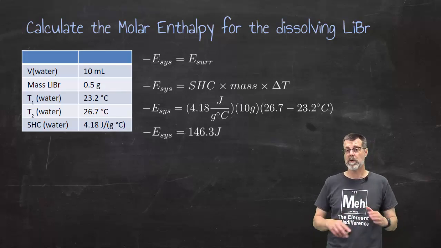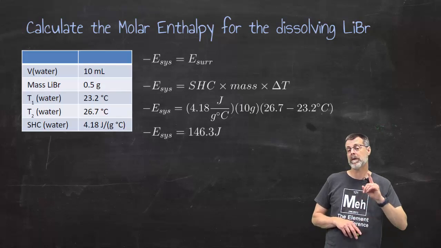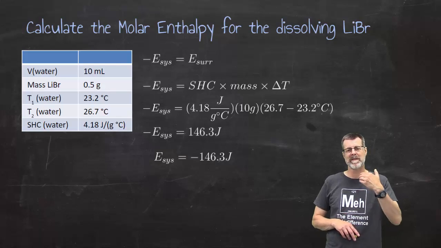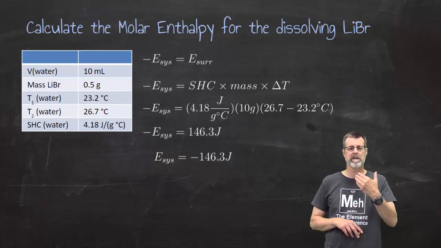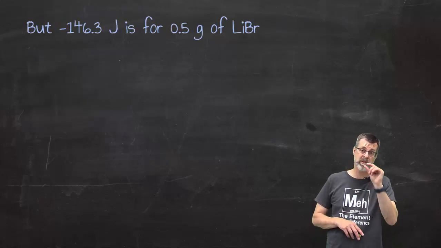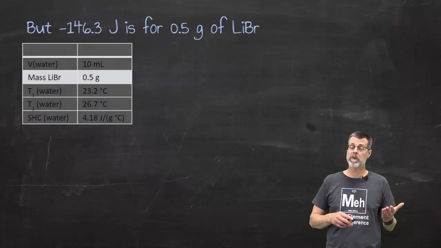Okay, running those numbers, yeah, I get that number of joules. Okay, now that is the negative, right? So I've got to remember to flip that sign over. So the system lost 146.3 joules. Okay, but that was for a small amount, 0.5 grams. What would that be for a mole? Well, I need to know how many moles I'm working with.